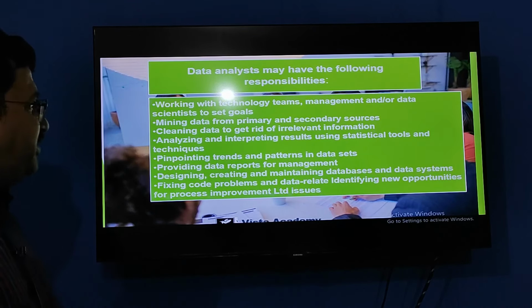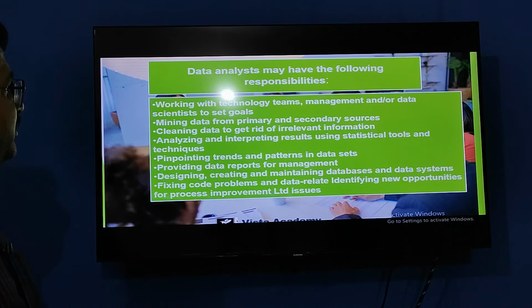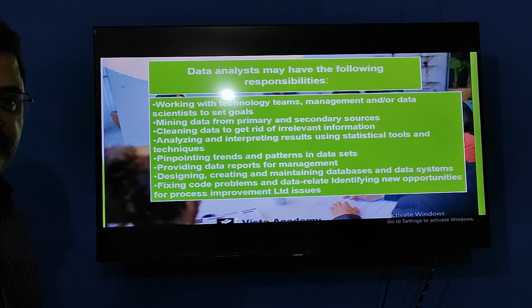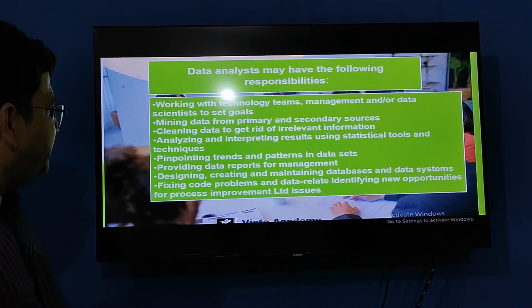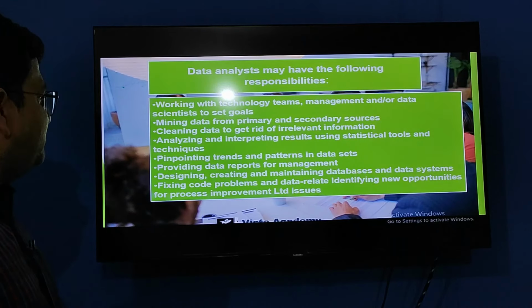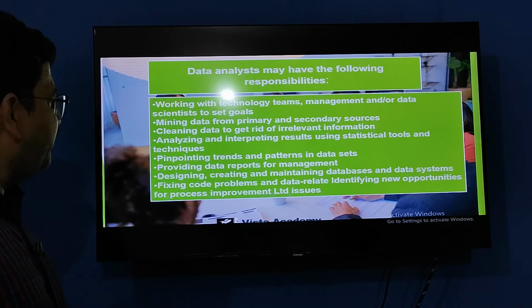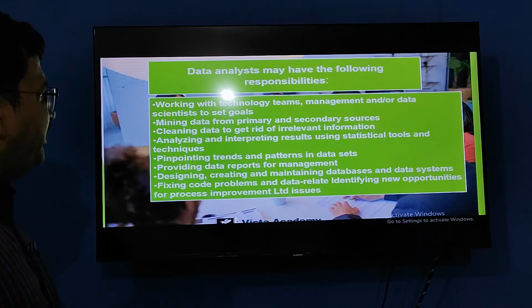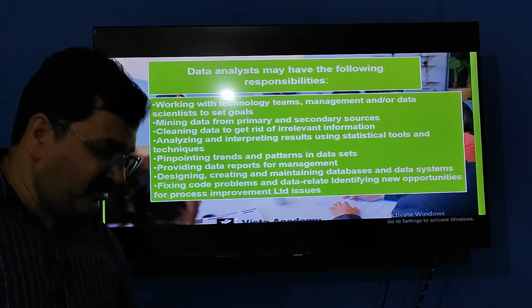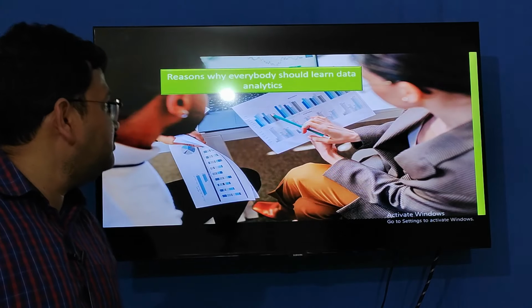Mining data from primary and secondary sources, cleaning data to get rid of irrelevant information, analyzing and interpreting results using statistical tools and techniques. So there is a need of statistics if you are doing a data analytics course. Pinpointing trends and patterns in data sets, providing data reports for management, designing, creating and maintaining databases and data systems, fixing code problems and data, and identifying new opportunities for process improvement. So all these things will be done when you are in the job.